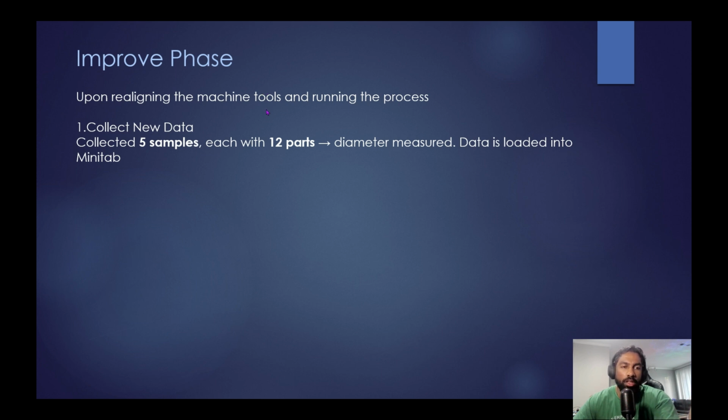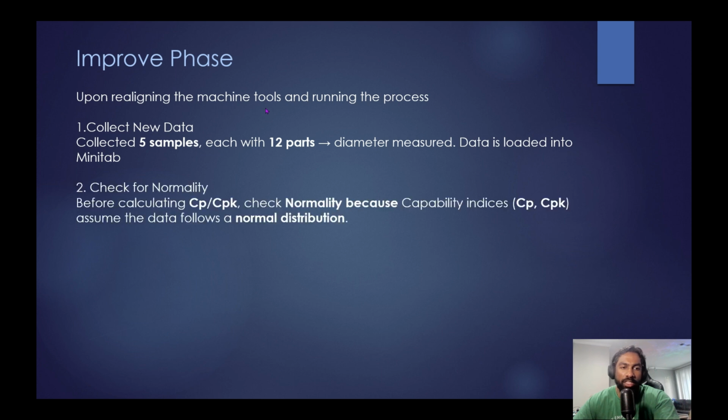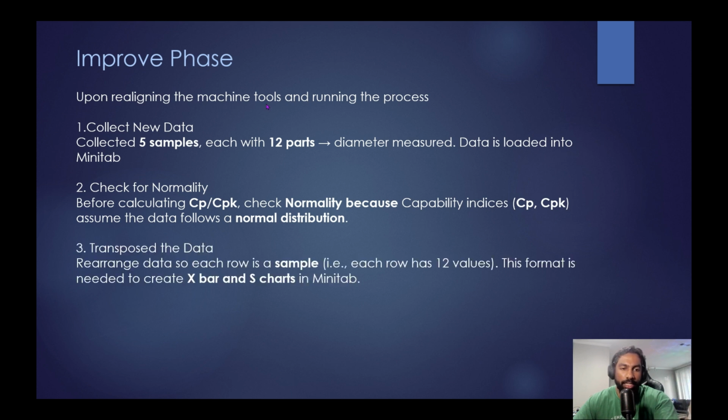And next, same as previous, we check for normality because we want to check the capability indices forward, and normal distribution is something that is required for that. We transpose the data as well because we want to run the control charts in Minitab. We transpose the data such that each row represents the sample, which is basically 5 samples, so 5 rows and 12 values.